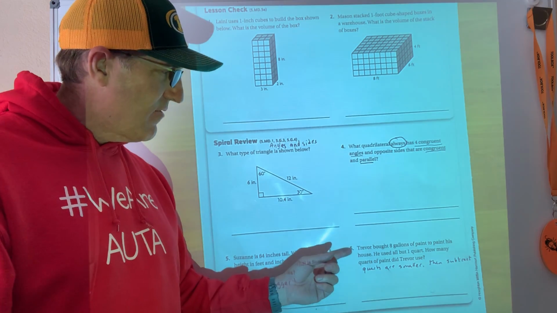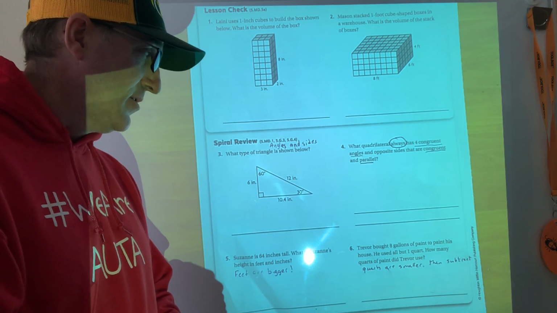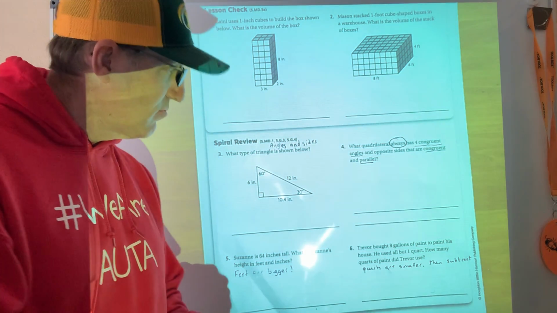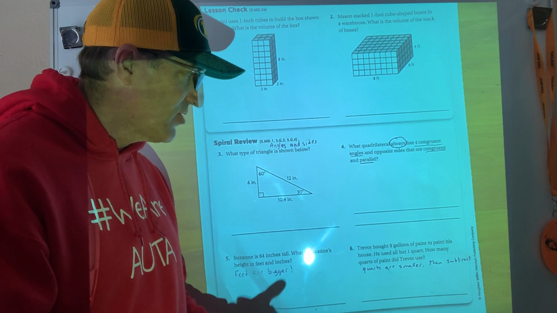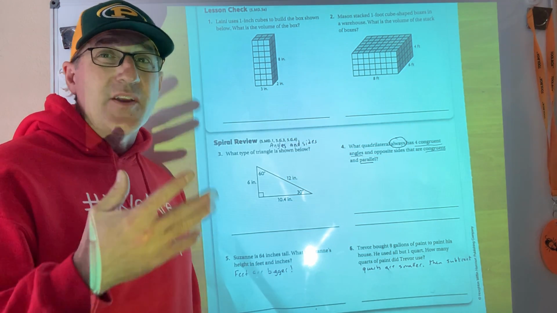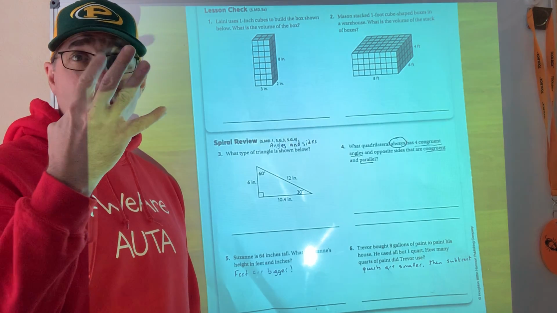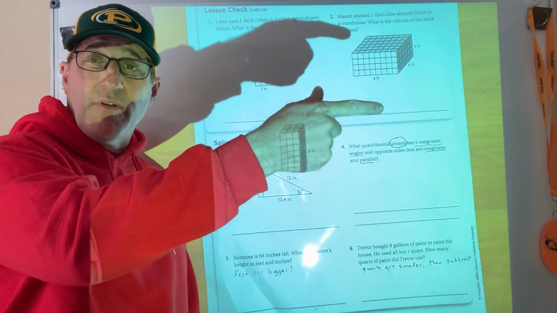Good. Trevor bought 8 gallons of paint to paint his house. He used all but 1 quart. How many quarts of paint did Trevor use? So they're asking you to convert gallons to quarts. Quarts are smaller. How many quarts in a gallon, right? Quarts, like quarters, right? 4. So I'm going to have to, they're smaller, so I need more, so I multiply first.